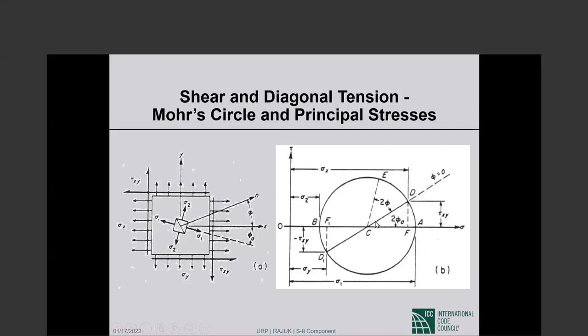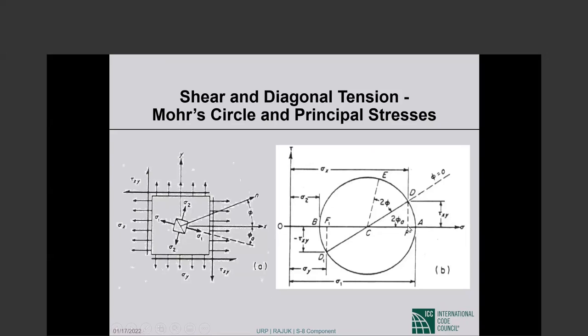Now we draw a circle with DD1 as the diameter. So we go to the center of D and D1. That's the center of our circle. This is the radius, from C to D, and this is our Mohr circle. Now the principal stress sigma 1 is shown here.